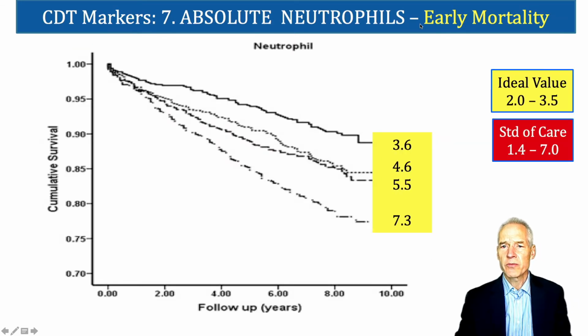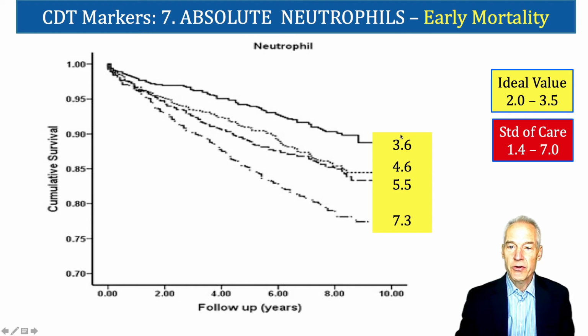So here's the early mortality chart. So we see cumulative survival. So as we go down, there's less survival, higher mortality. And at a neutrophil, absolute neutrophil count of 3.6, there's the baseline in this study. Our value is 2 to 3.5, standard of care 1.4 to 7.